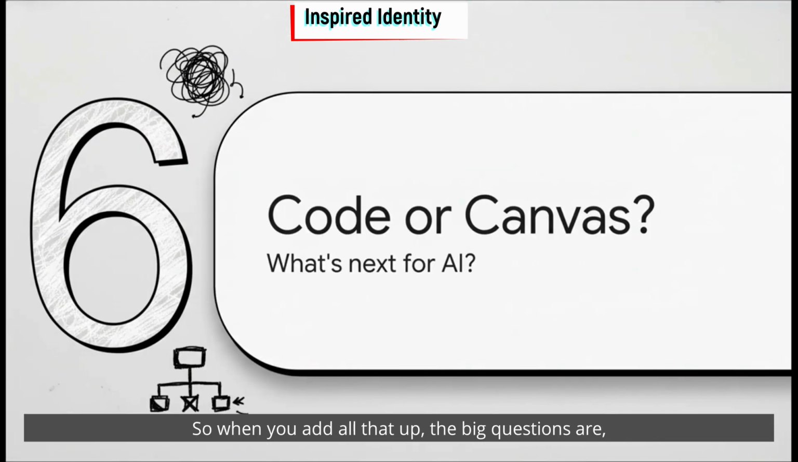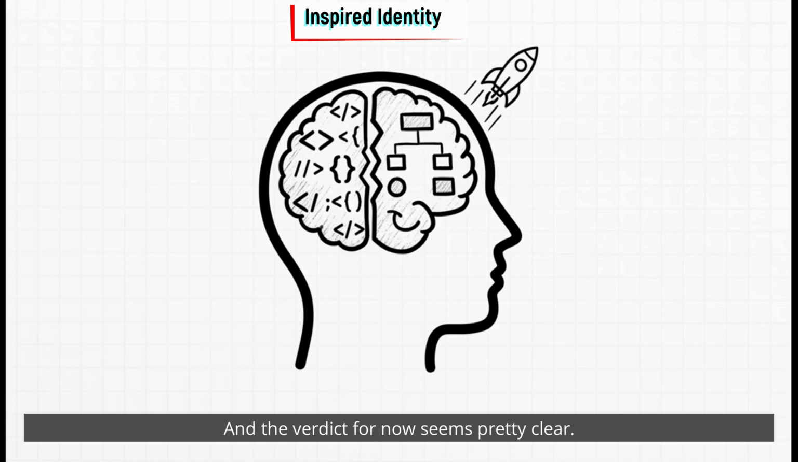So when you add all that up, the big questions are, who is this really for right now? And what does this whole shift from writing code to building on a visual canvas really mean for the future of AI? And the verdict, for now, seems pretty clear. This isn't really for the total non-coder. Not yet, anyway. The sweet spot is for technically minded people, developers, product managers, folks who already get how APIs and logic work, but who want a faster, more visual way to build and debug. It takes away the tedious parts of coding, but still expects you to understand the core concepts.